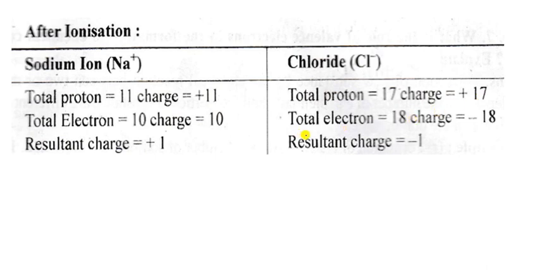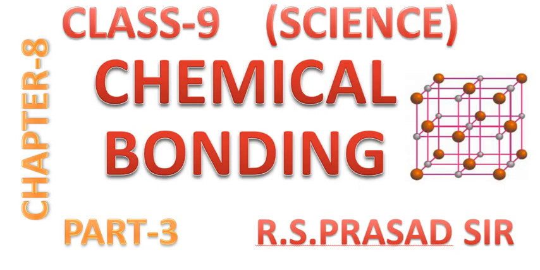Let us see, after ionization, sodium becomes sodium ion and chlorine becomes chloride ion. So total protons in sodium are 11, giving plus 11, and the total electrons are only 10, so minus 10, resulting in plus 1 because protons are in excess in this ion. And here is chloride, total protons are 17, plus 17, and total electrons are 18, so here is minus 18.